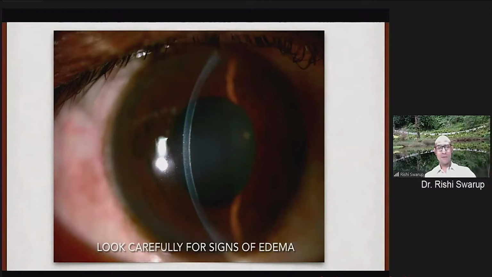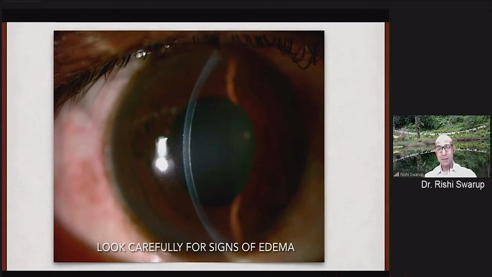Now here you don't have ground glass haze, you don't have Descemet's folds, but you can make out this central stromal edema by looking at the differential thickness of the cornea. And of course, you can compare it to the other eye also, if one eye has more edema than the other. So this is one of the easy ways of picking up stromal edema.